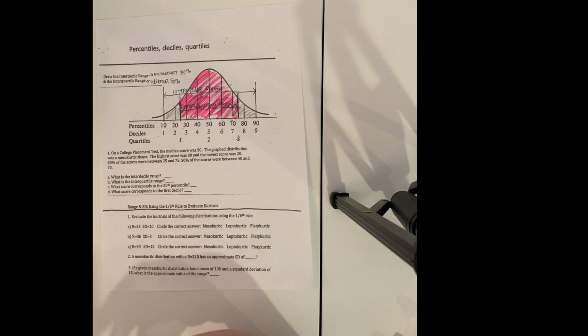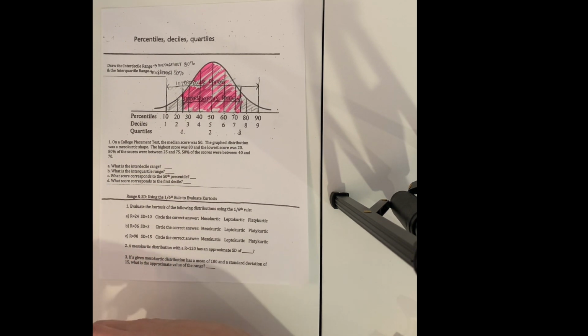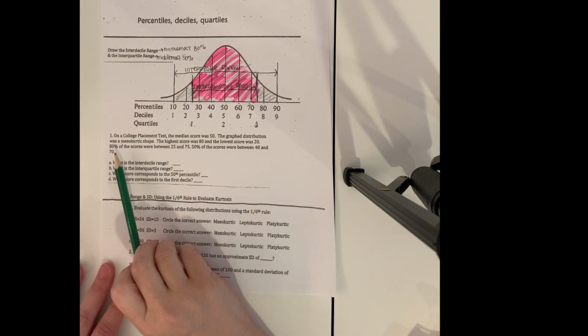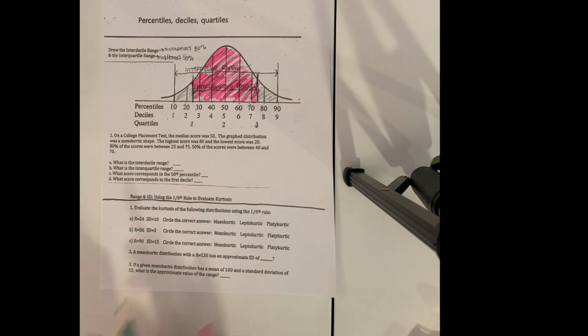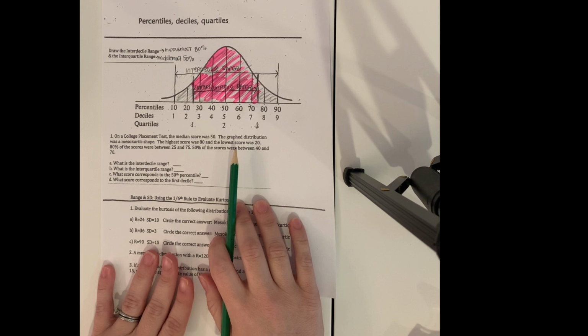Okay, so what you're going to be asked to do is to read these word problems and then identify what types of range, what scores constitute certain types of range, what scores correspond to the 50th percentile, the first decile. So you need to be able to do this for quiz 1. Okay, so we're going to use what we know about the normal curve to answer this word problem.